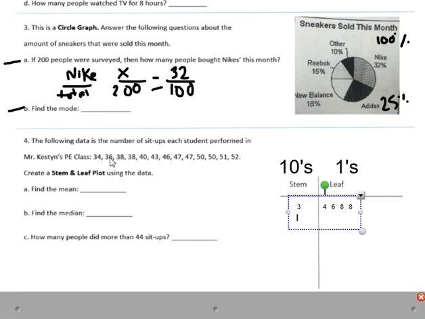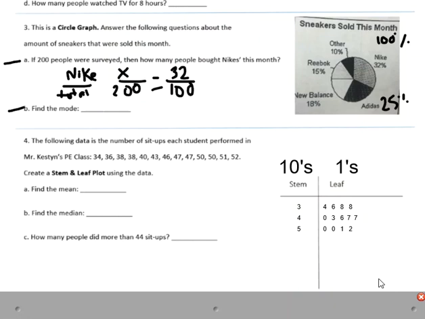Okay, the next one is 40s. Okay, so my tens is the 4. We have 40. We have 43, 46, 47, and 47. And lastly, the 50s. 50, we have two 50s, a 51, and a 52.